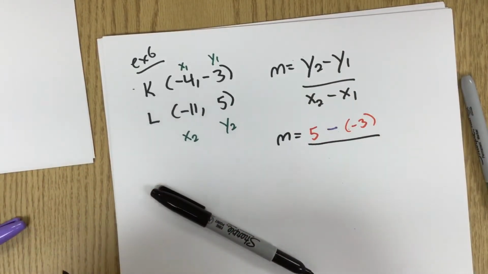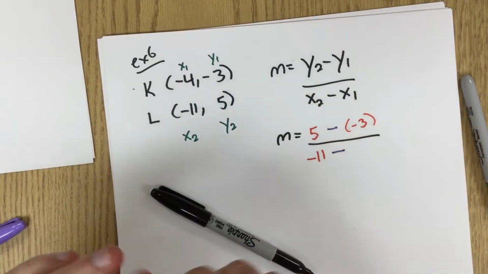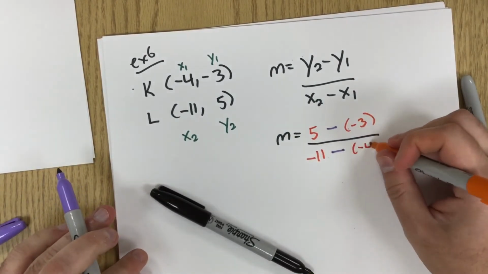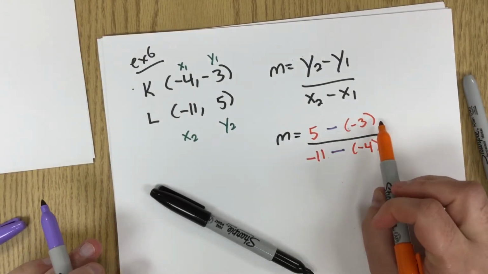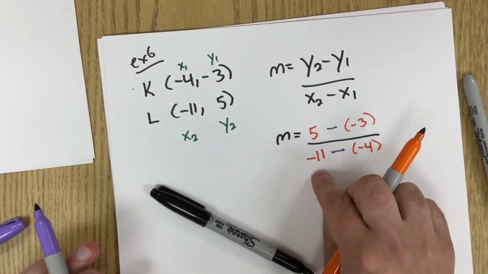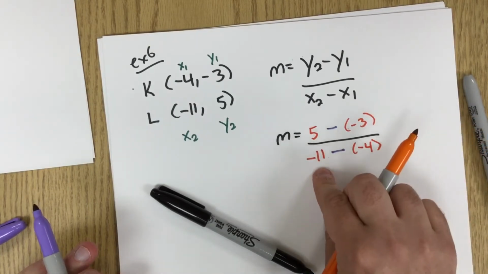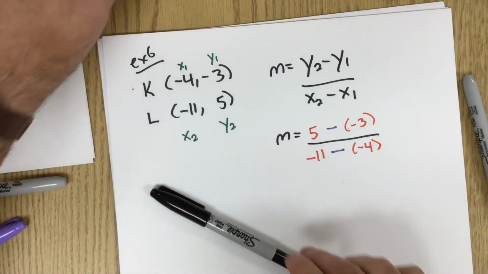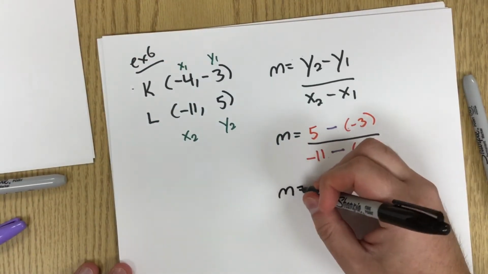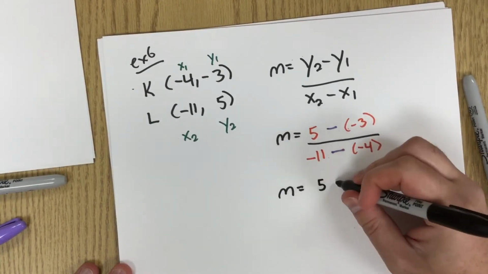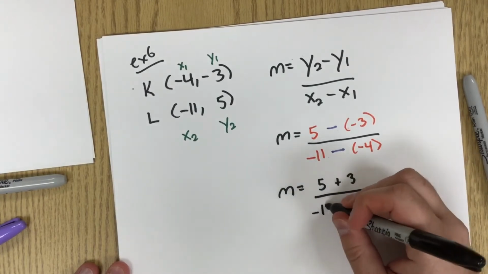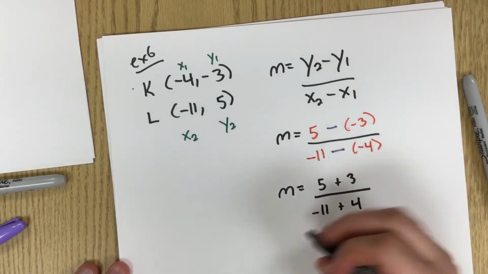X2 is negative 11. Subtract. And X1 is negative 4. So it's 5 minus negative 3, the y2 minus y1, and x2 minus x1, negative 11 minus negative 4. For some people with your calculators, you could just type that in. Just in case you can't, I'm going to turn these things into pluses, but you don't have to do this step. You could just plug that in. So that becomes 5 over 3, negative 11 minus minus plus 4.